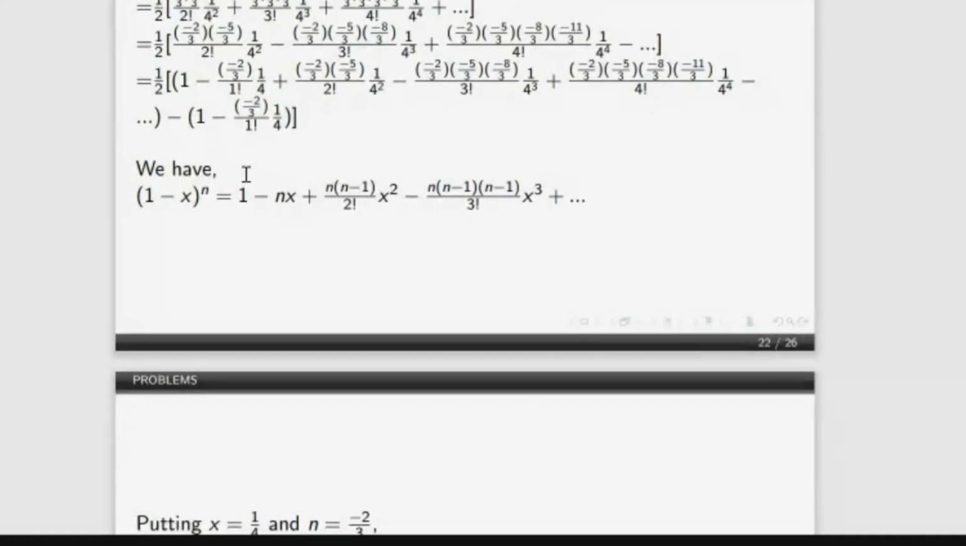Ma'am, 1 minus x whole to the power n equals n into n minus 1 into n minus 2. Yeah, it is n minus 2. That was a typo error. I'll correct that while sending the PPT.